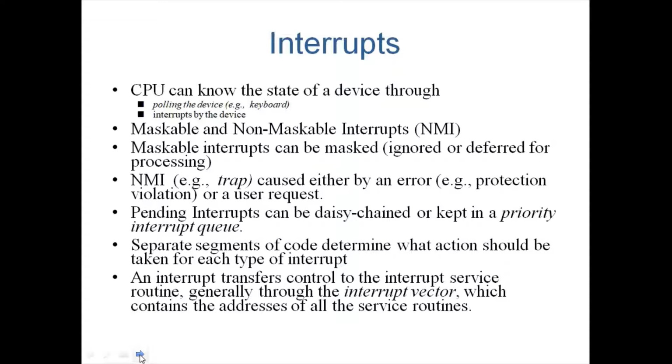So first we begin with interrupt. What is an interrupt? An interrupt is a signal to the processor to suspend the current executing program and run a specified routine. So the CPU can know the state of a device through polling the device and interrupt by the device. Whenever the execution of a routine is completed, the processor switches back to the original program.